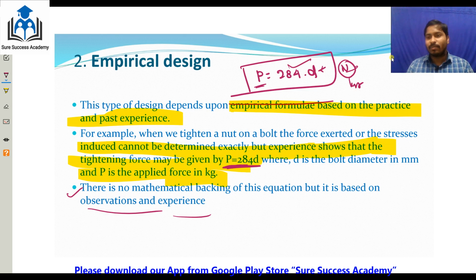We know that the number of bolts will tighten, and we are getting P equal to 84D. So like that, D is the diameter of the bolt you will put, and you will get it in this type of way. This formula is used for the calculated design. This is called empirical design.